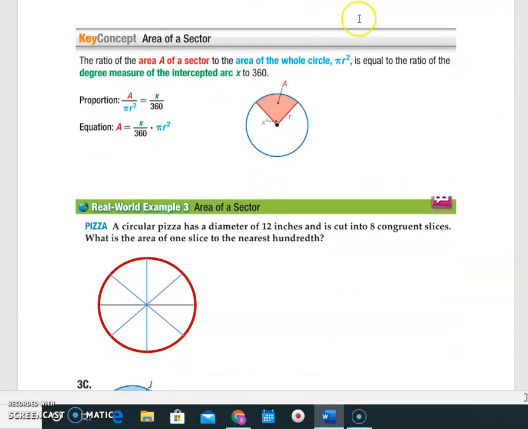Okay, what happens if we don't want the whole circle? We want just a portion of it, and that's the sector.